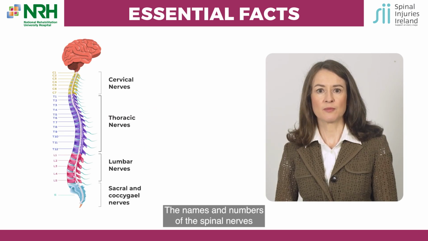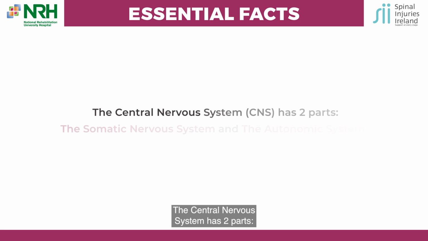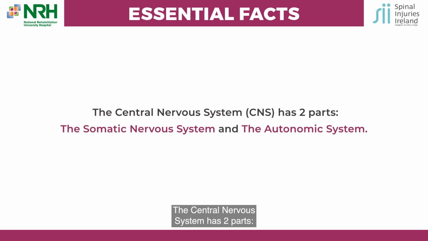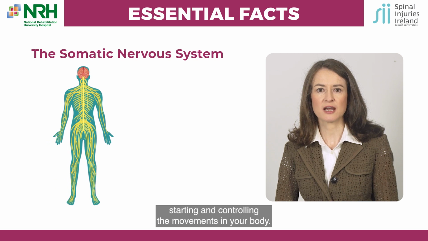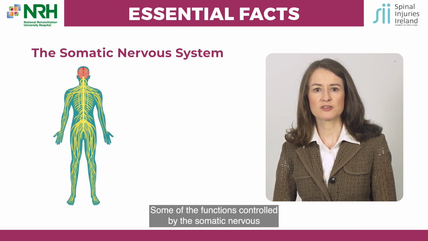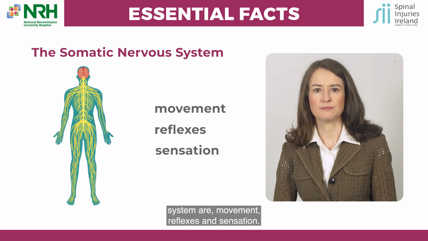The names and numbers of the spinal nerves match up with the names and numbers of the vertebrae. The central nervous system has two parts: the somatic nervous system and the autonomic system. The somatic nervous system is responsible for starting and controlling the movements in your body. Some of the functions controlled by the somatic nervous system are movement, reflexes, and sensation.